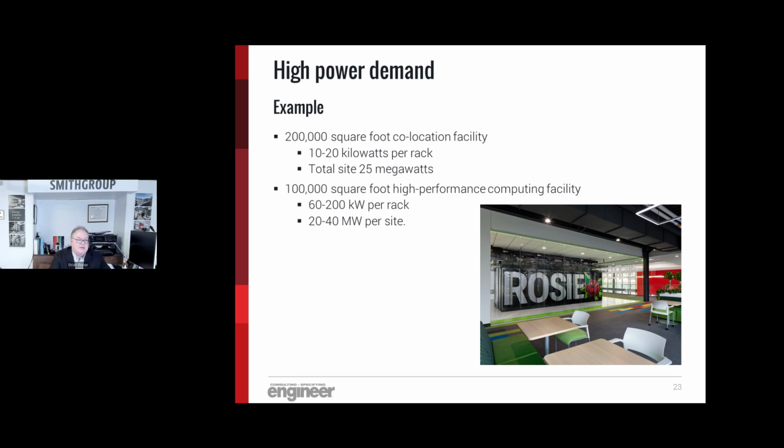Those can have up to 200 kW per rack. That's kind of cutting edge. Most of the high performance computing might be in the 60 to 100 these days, but we're working on projects as high as 200 kW right now.